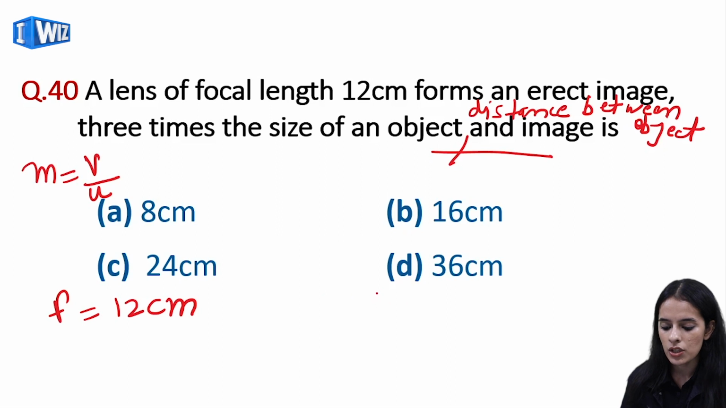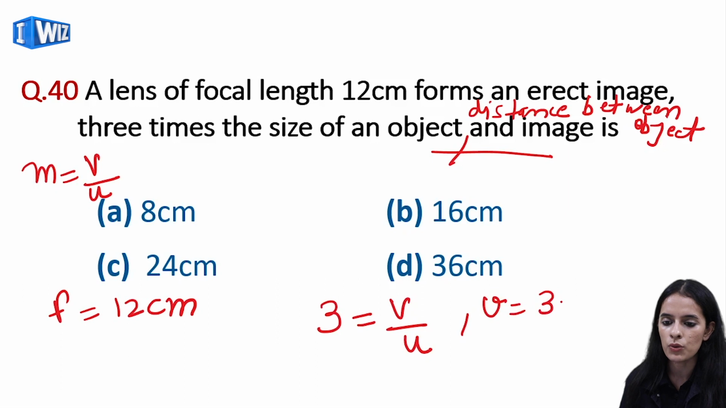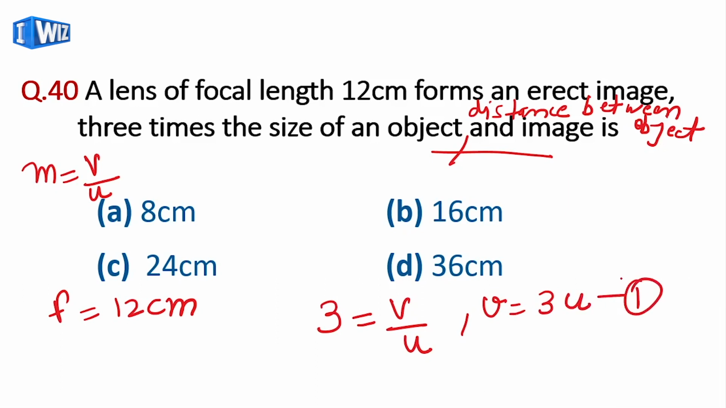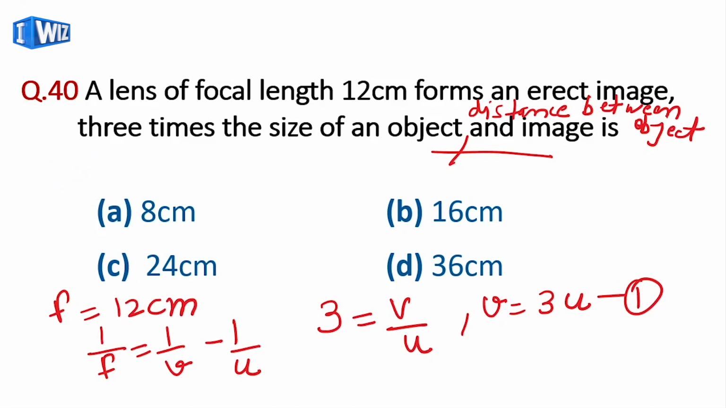And magnification is 3, because 3 times equals V by U. So from here you can find V easily. V is how much? V is 3U. So by applying the lens formula, we can easily find the values. What is the lens formula? 1 by F is equal to 1 by V minus 1 by U. Just put the values over here and let's see what will come out.